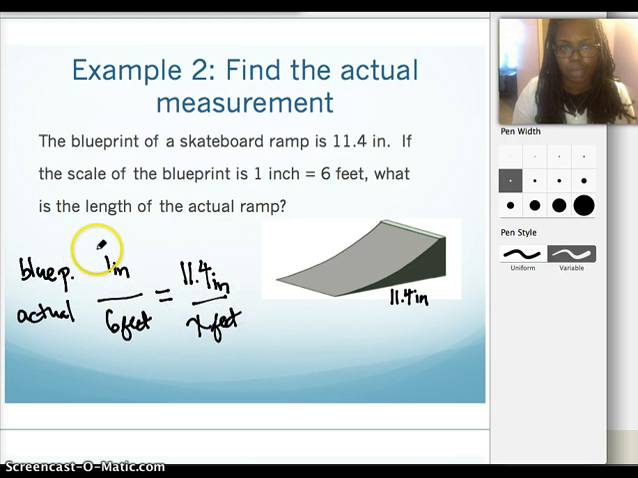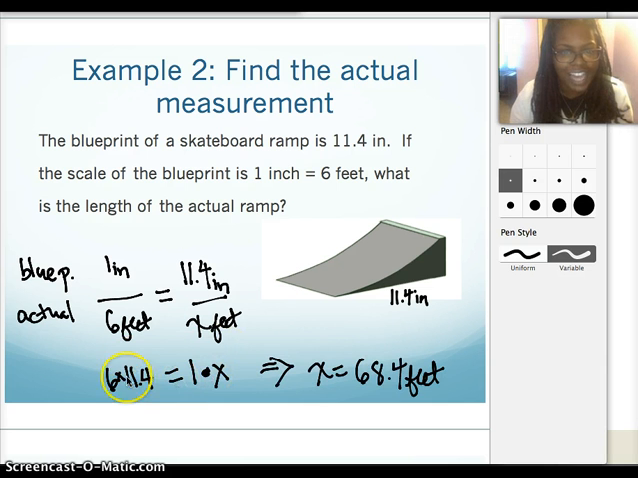Hopefully this makes sense. Look, blueprint to actual, blueprint to actual. If you want to pause me here and calculate it and see if you get it, surely you can use the calculator. I'm going to pause it for a second, and I'm just going to pop up with the answer. So pause now. Hopefully you got it.